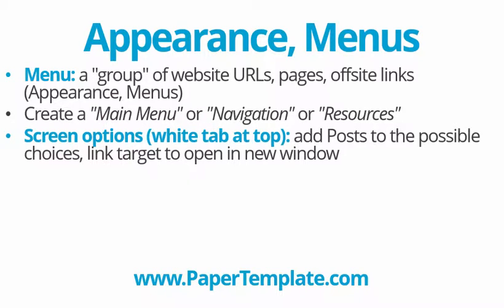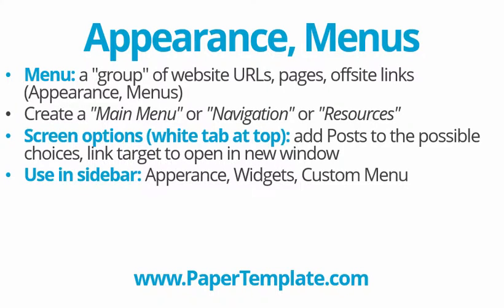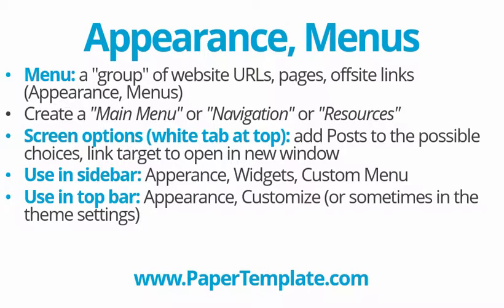If you want to have your links open in a new tab, or if you want to link to different posts and click and drag, you just go to screen options at the top, pop that down, and then to use it in your sidebar, go to Appearance, Widgets and drag the custom menu widget over to your sidebar, and then to use it in your top bar, use Appearance, Customize, or Appearance, Menus, Manage Locations, and then you can choose, and it depends on your theme.